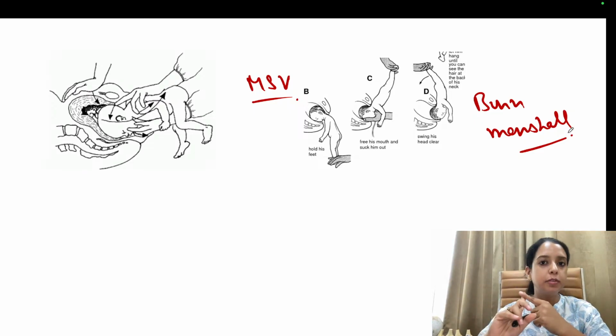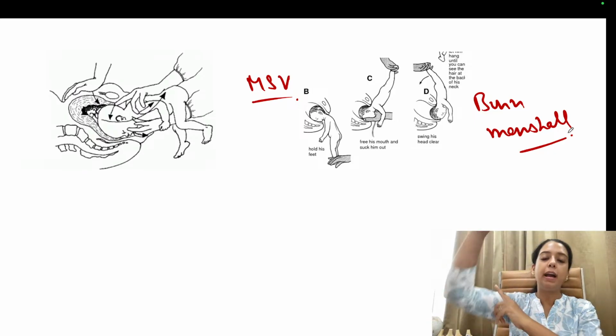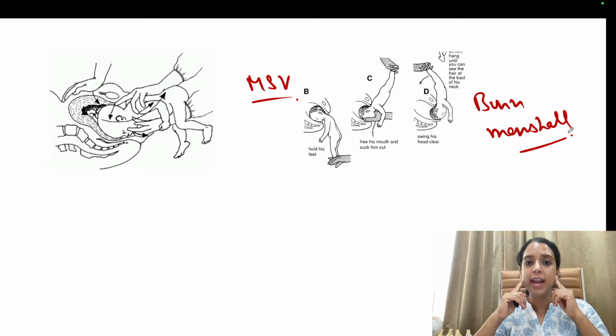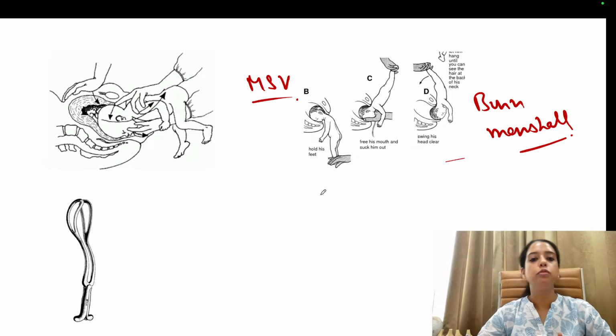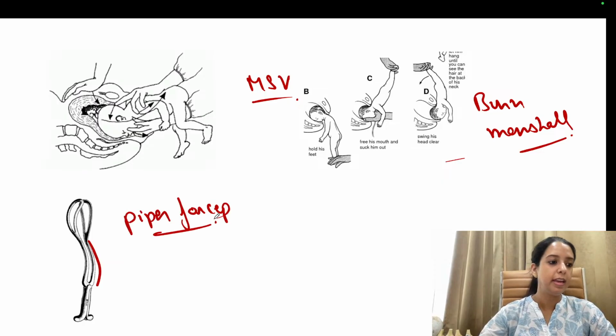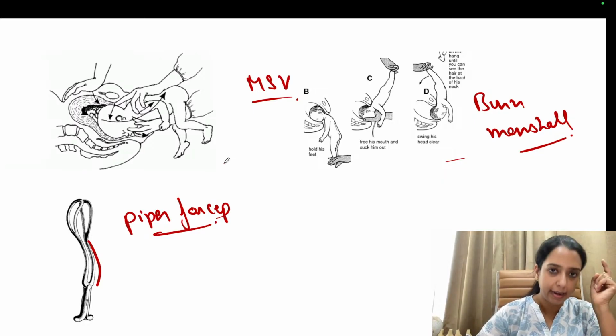For delivering the legs, what did you do to deliver the extended legs? You did groin traction and Pinard's. For extended hands, you did 2: sweeping the posterior shoulder and Løvset. For the head, you do Mauriceau or Bracht, or you use forceps, which has a curved shank and is called Piper forceps. Piper forceps is used for delivering the after-coming head in breech. So these are the 3 ways through which you can deliver the head.